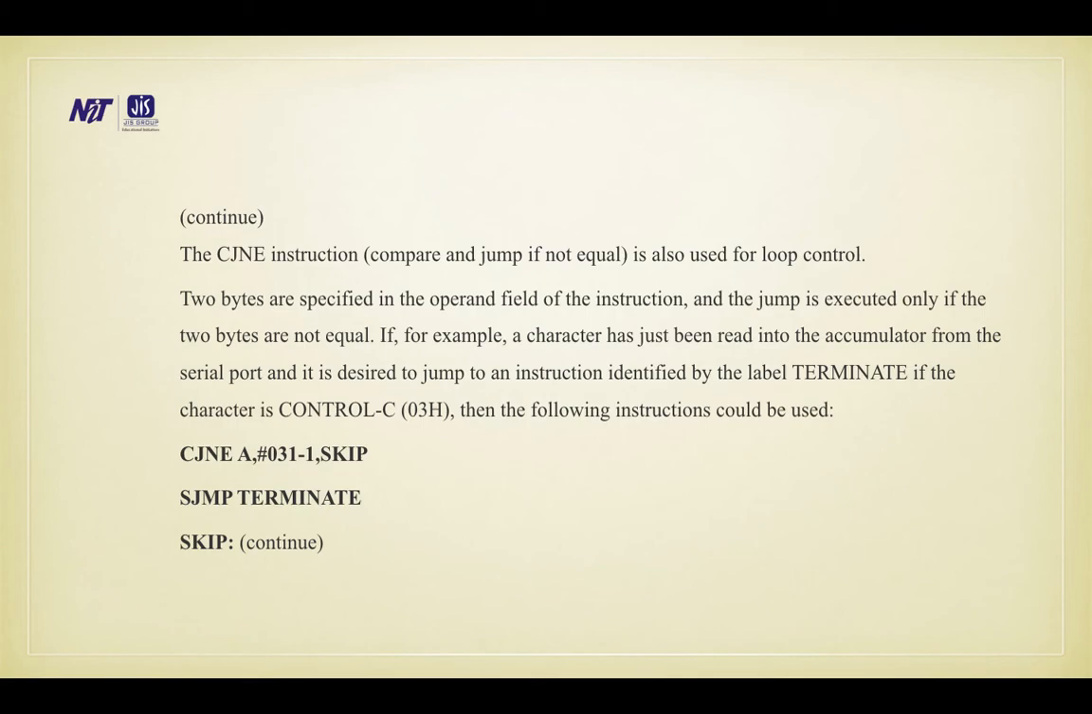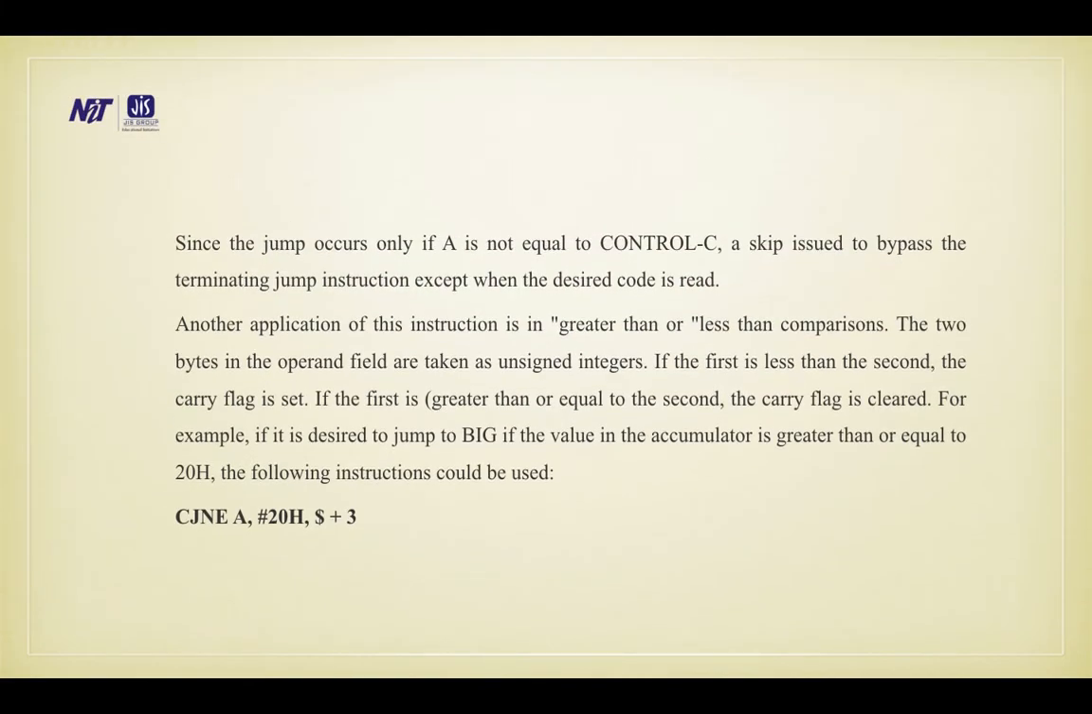For the loop, it is shown where CJNE A, #0Dh, skip; SJMP terminate; then skip. Since a jump occurs only if A is not equal to the constant, a skip is issued to bypass the terminating jump instruction except when the desired code is read. If the value in the accumulator is greater than or equal to 20h, the following instruction could be used.